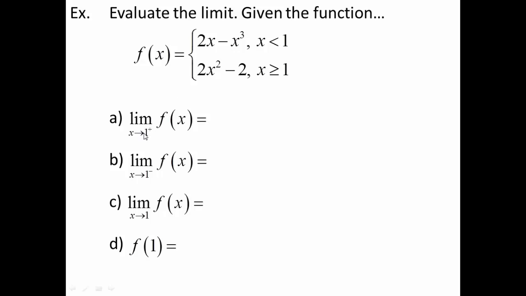If I want to evaluate the limit as x approaches 1 from the right, I would use the function that is defined on the right side of 1. This is less than or to the left. This is greater than or to the right.